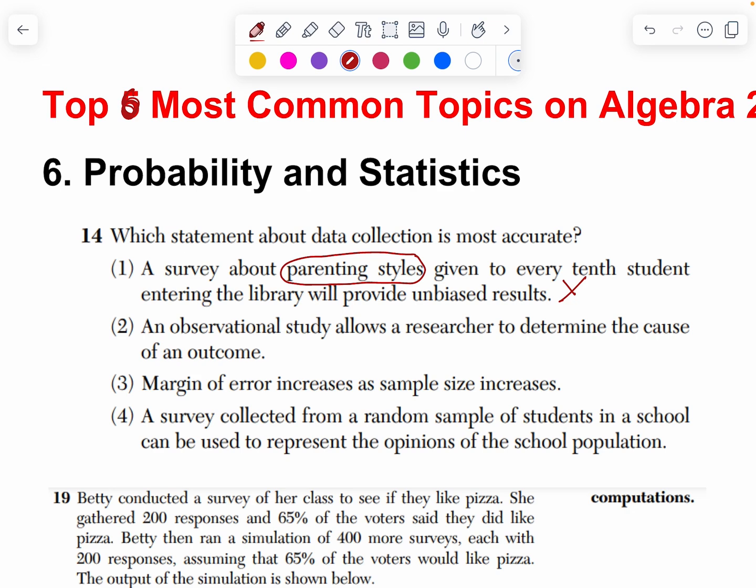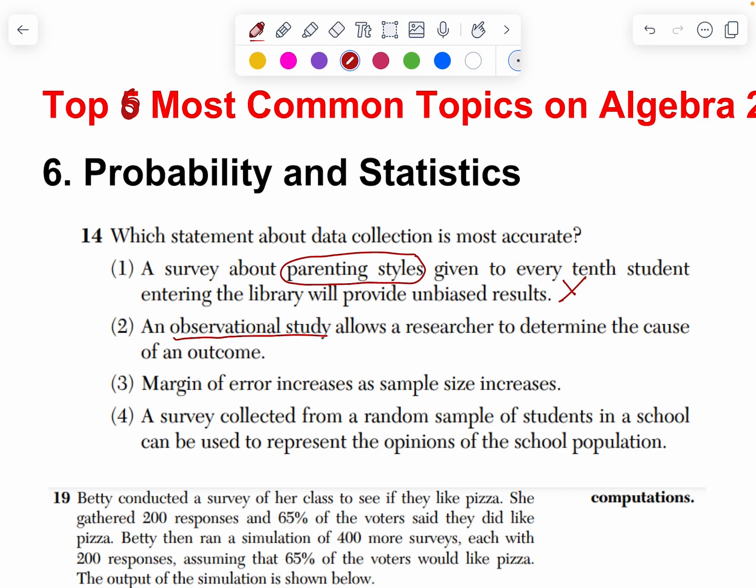Choice 2. An observational study allows a researcher to determine the cause of an outcome. Now, observational study is literally when you are just making observations. You can only watch. You cannot interfere with the people or subjects that you are studying. So that means if I'm sitting in my classroom and I want to know what kind of ties the boys are wearing, I need to observe from afar. Just look, make my notes, and then make some conclusions later.